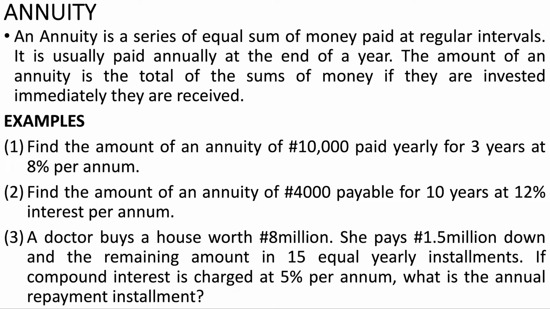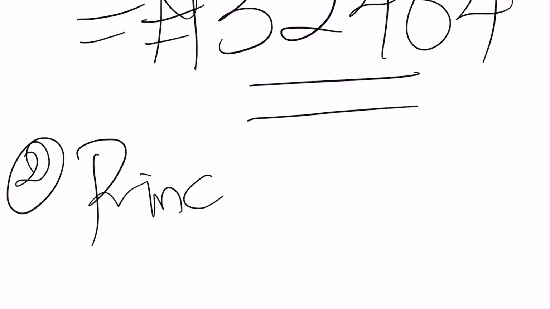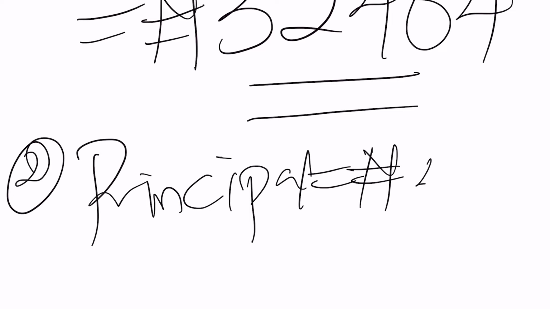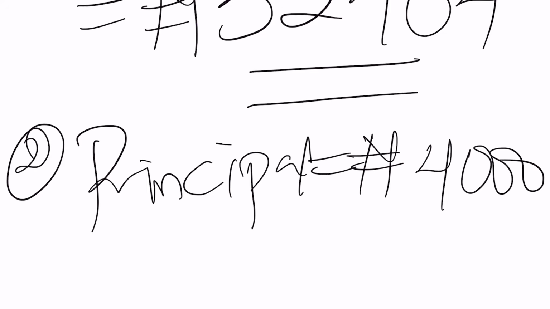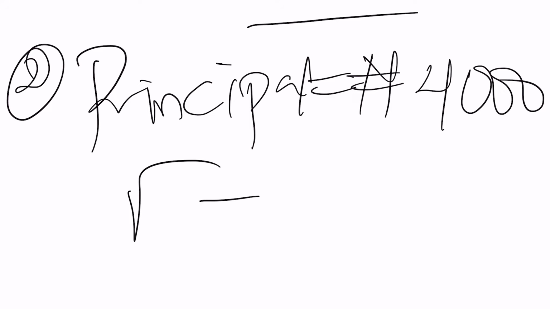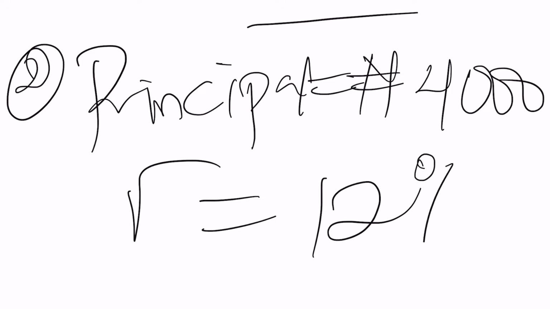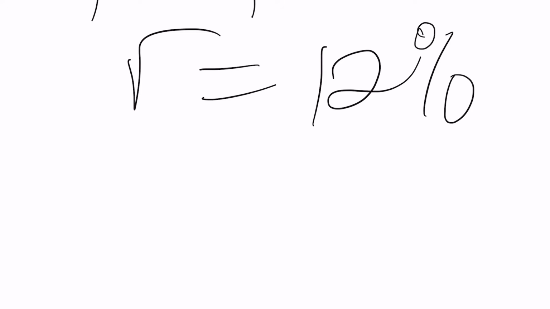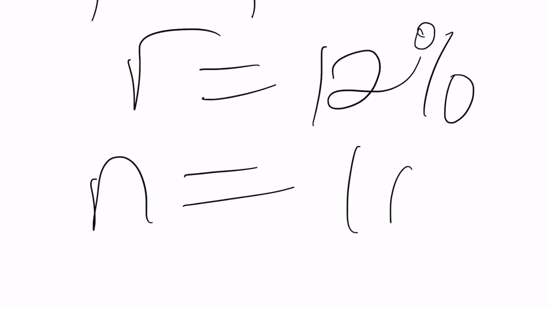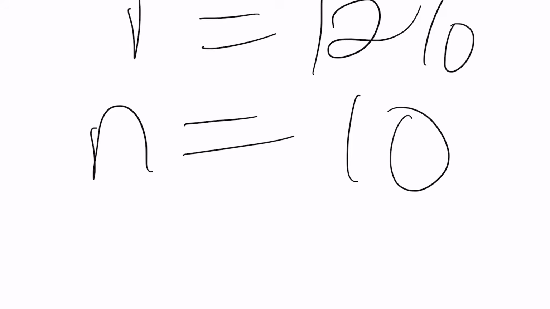Now, the second example for today is, find the amount of an annuity of 4,000 payable for 10 years at 12% interest per annum. The amount of annuity payable for 4,000 naira. So we have our principal to be 4,000, we have our rate to be 12%, and we have the number of years to be 10. So we have to find the amount of annuity.